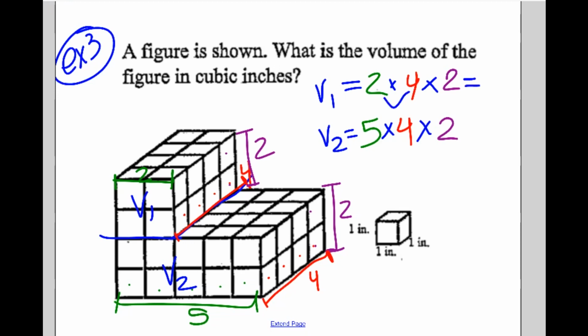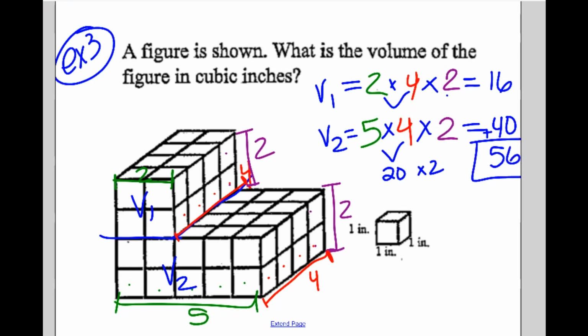All right, let's go ahead and solve it out. Up top, I have 8 times 2, that's 16. Over here, I have 20 times 2, that's 40. Let's add these together. I get 56 cubic inches. And that's how we do this. So use these notes to help you solve your problems for today.